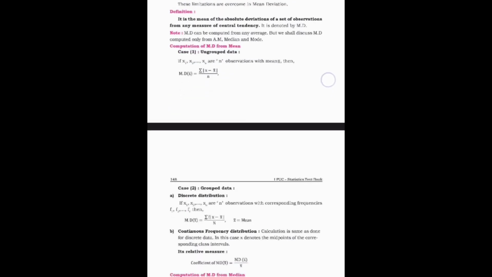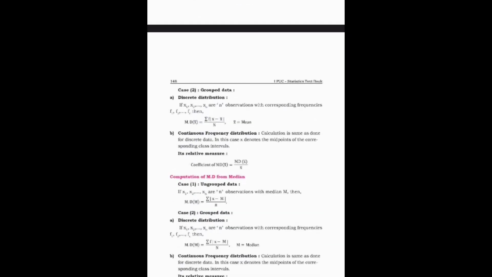For central tendency, mean deviation from mean: what is the formula of mean deviation from mean? For raw data, you already know what raw data and tabulated data are. Here the mean deviation from mean is MD of x bar. MD of x bar equals summation of absolute x minus x bar divided by n.